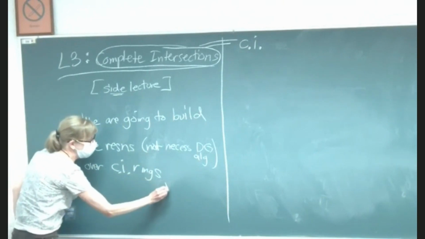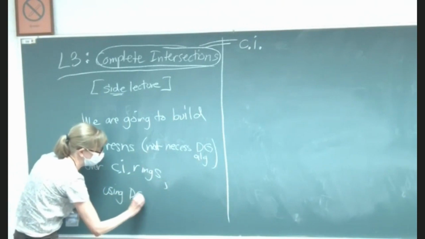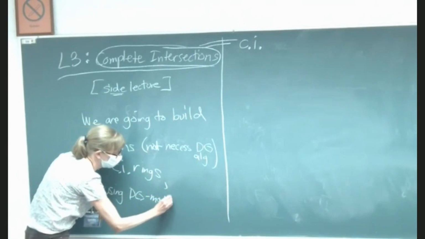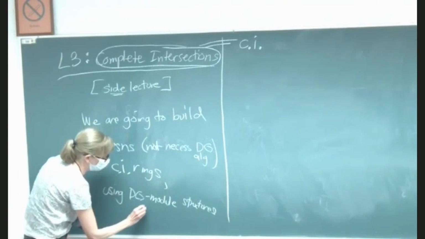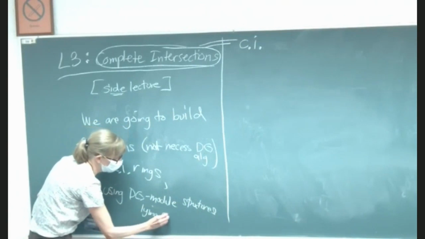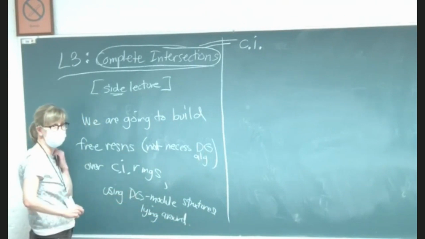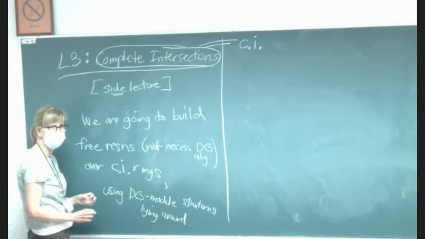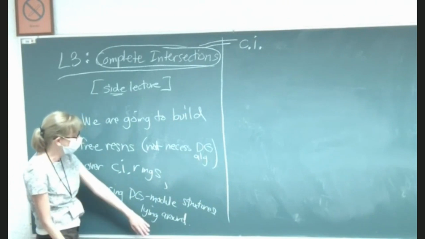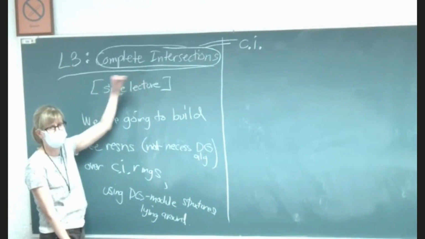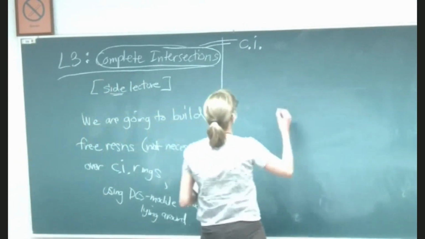What we're going to do is use some DG module structures that are lying around. Now that's a little bit of a lie, because at first they'll be DG module structures and then they won't be anymore. And they're lying around for complete intersection rings only. Okay, well, mostly. Okay, so what's a complete intersection ring?